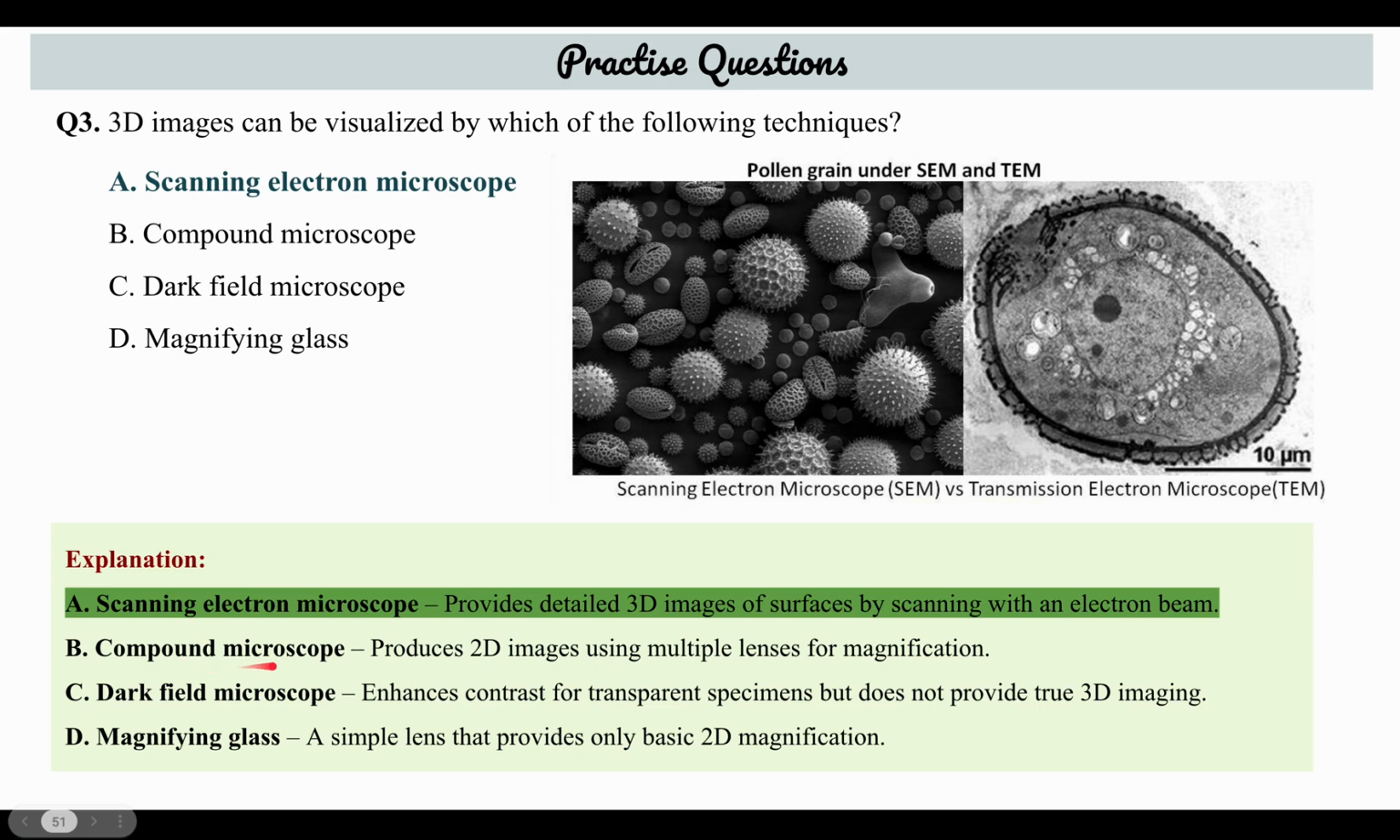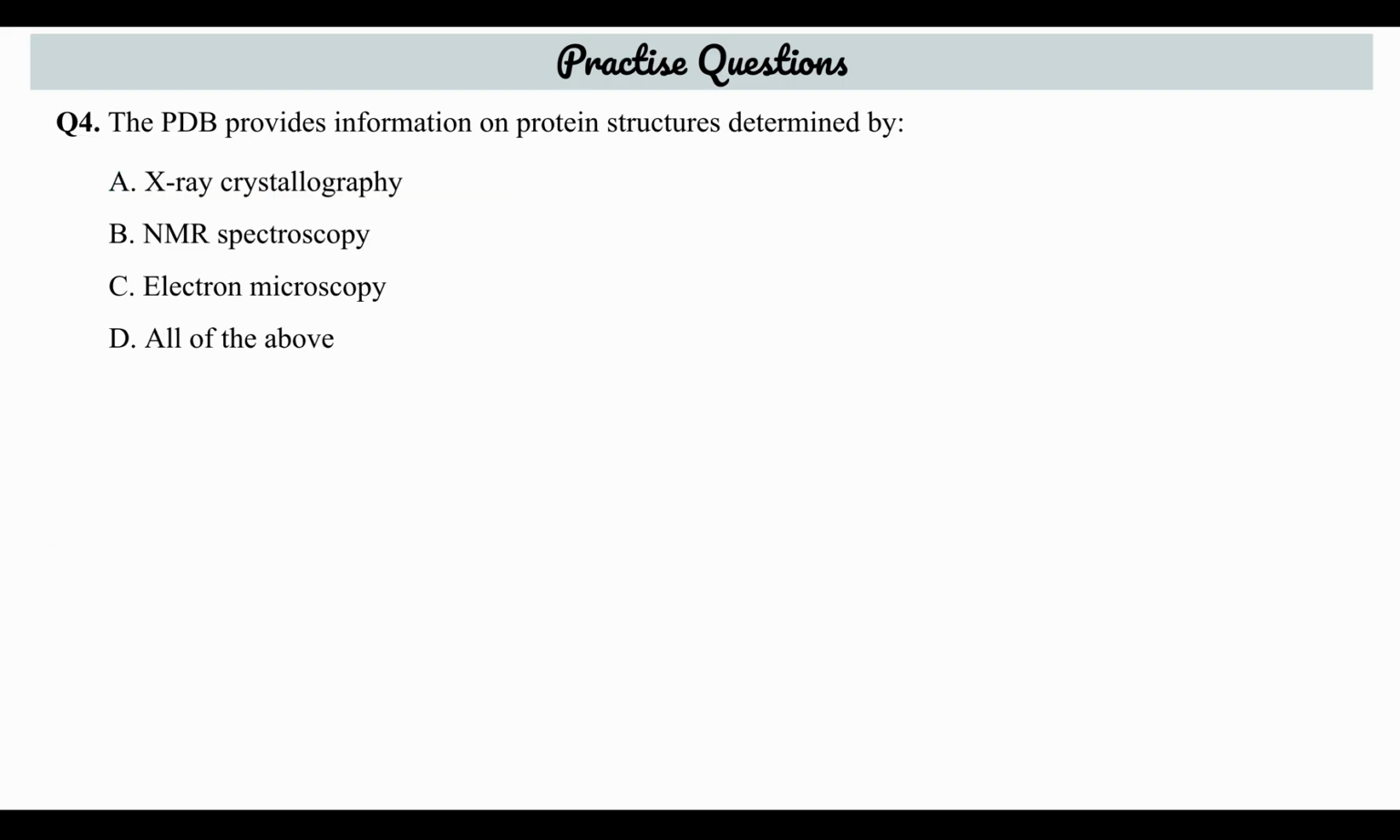Whereas if we talk about option B, the compound microscope, they generally produce a 2D image using multiple lenses for magnification. In this case, transmission electron microscope also gives you a 2D image. Then the dark field microscope enhances the contrast for transparent specimens but does not provide true 3D imaging. The magnifying glass is also a simple lens which only provides 2D magnification of a specimen and not a 3D image. So let's move to our next question.